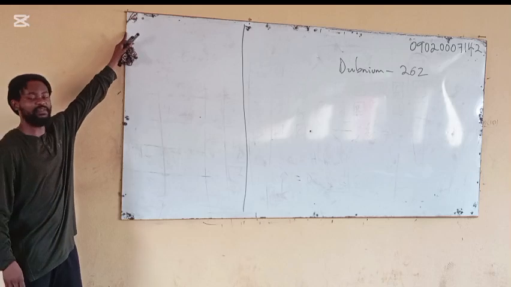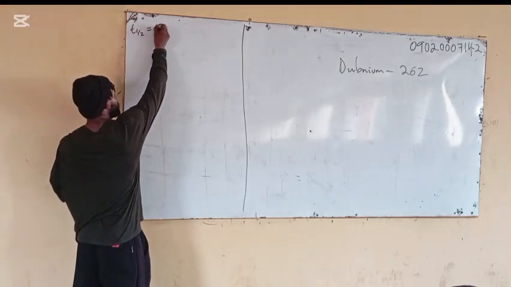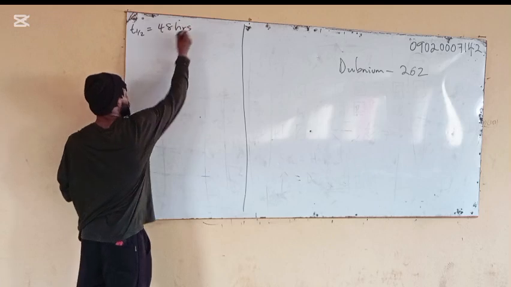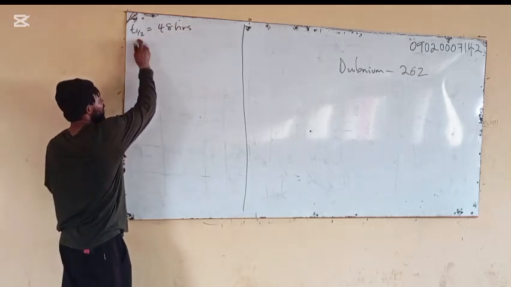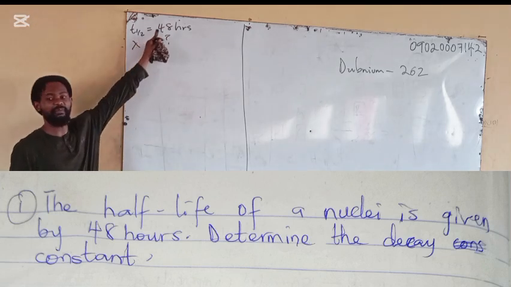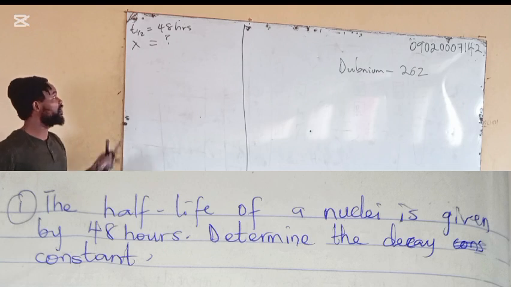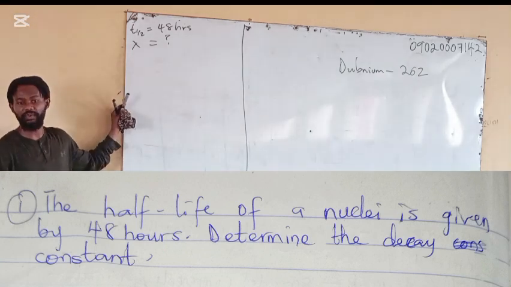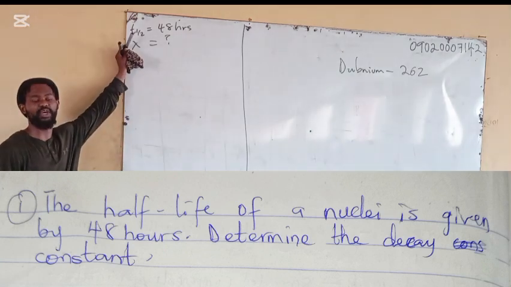But the half-life of the element is given as 48 hours. Determine the decay constant. Okay, so the half-life is given by 48 hours. Determine the decay constant. But let's check something. We can actually use hours, we can use minutes, we can use seconds. But if we want to convert 48 hours to seconds, what do we do?